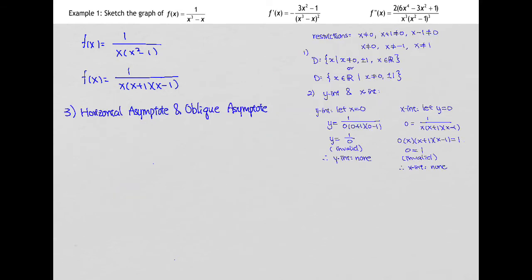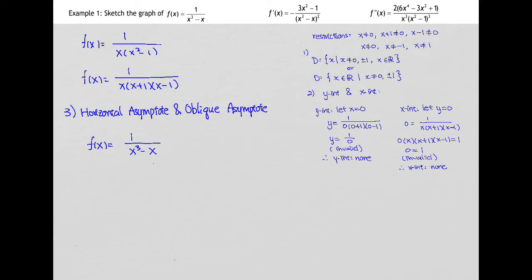The third information we have to find is the horizontal asymptote and the oblique asymptote. Those two asymptotes can be found by comparing the degree of the numerator and the degree of the denominator, which means it will be easier to use the non-factor form for f(x). The degree of the numerator and denominator can be found by looking at the highest exponent of any term. So look at the numerator now.